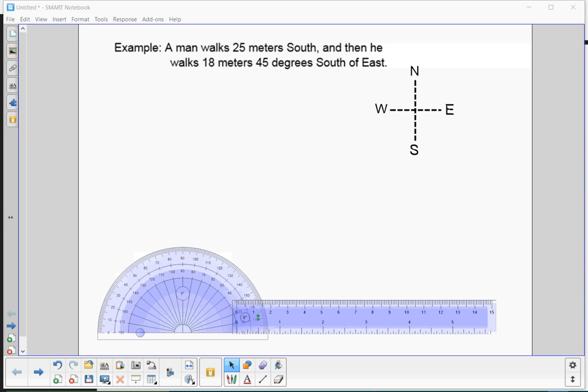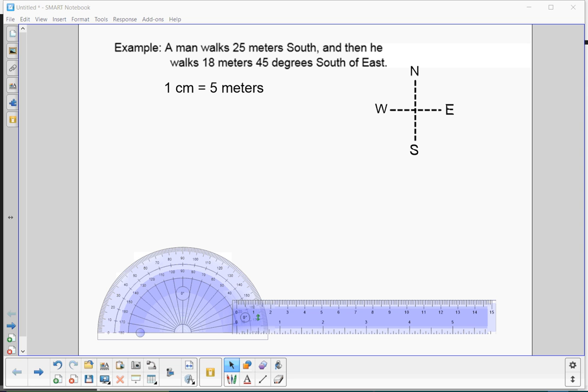I do that by drawing a simple compass rose so that anybody knows exactly what the directions are. The second thing I need to do is define a drawing scale that I'm going to use. The drawing scale should always be appropriate so that the vectors you draw are long enough to be accurate and precise, but not so long that you have to go off your paper. In this problem, I chose 1 centimeter as 5 meters. That means the first vector listed, the 25 meter vector, will be 5 centimeters long. The second vector listed, the 18 meter vector, will be 3.6 centimeters long.